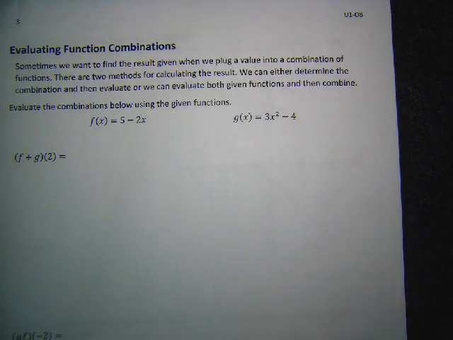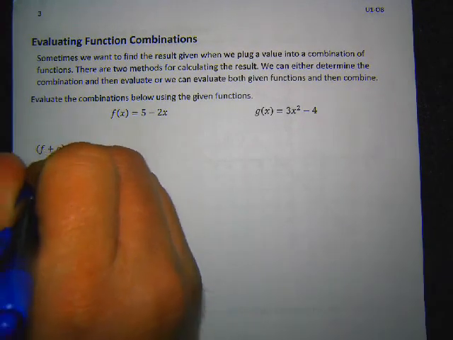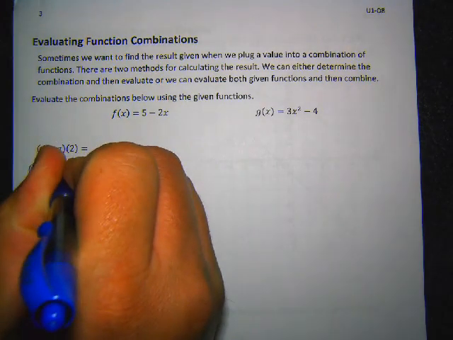So with functions, one of the primary things we do with functions is we evaluate them, right? We plug numbers in and we solve. Now, when you do this with combined functions you got by adding or subtracting, multiplying or dividing, there's actually two different methods to do it. So I'm going to show both methods for each of these. The first method is to combine them first and then plug in the number.